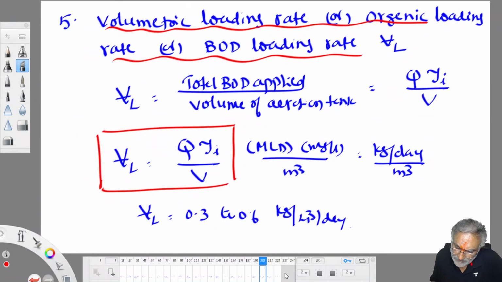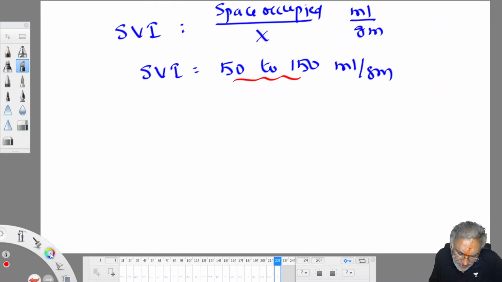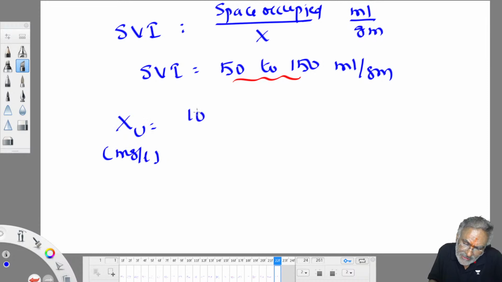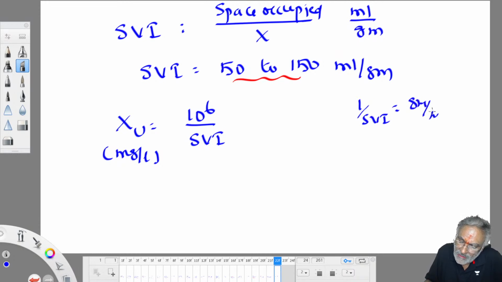Okay. For every parameter I gave those values. If you want to remember, you remember, otherwise leave it, no problem. It doesn't make much difference. How to work it out, that is important. So using sludge volume index, you can find out XU concentration. XU concentration in milligram per liter is equal to 10 power 6 by sludge volume index. If you take inverse of sludge volume index, what answer do you get? Gram per ml.